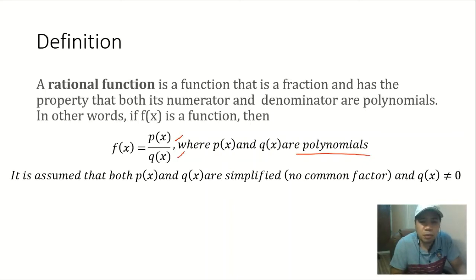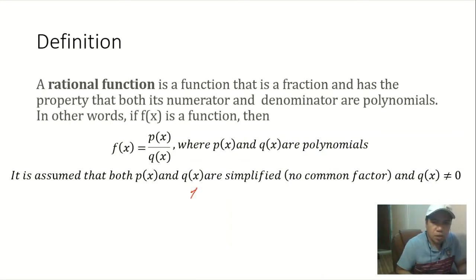It is assumed that both p of x and q of x are simplified, with no common factor, and q of x is not equal to 0. Any number divided by 0, for example 1 divided by 0, is undefined.